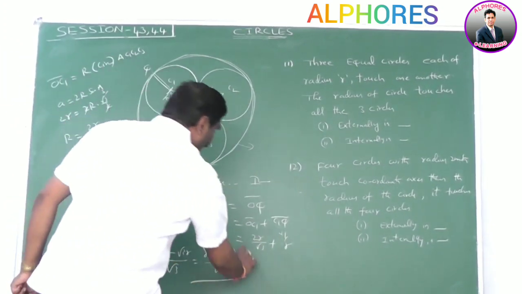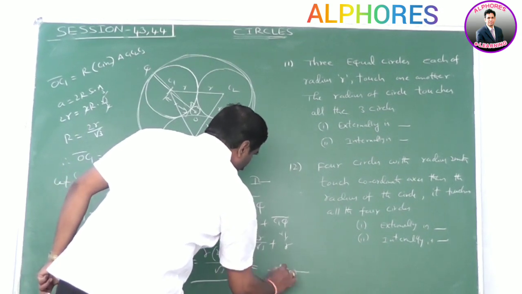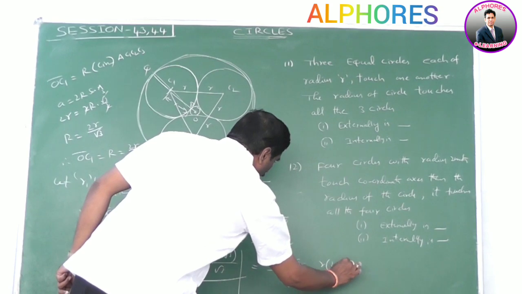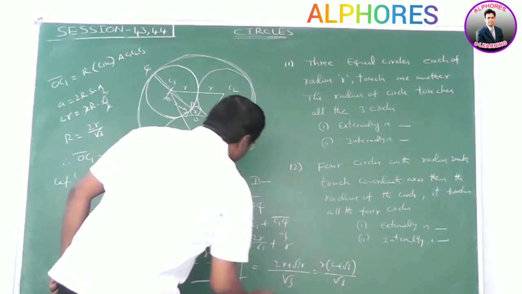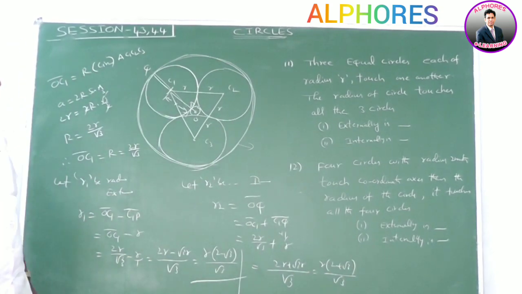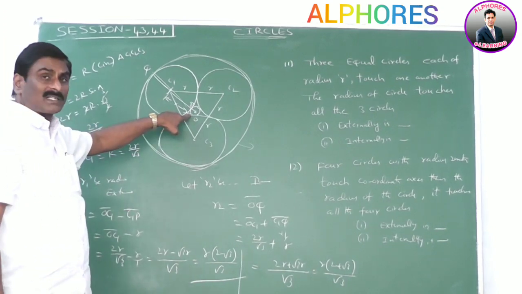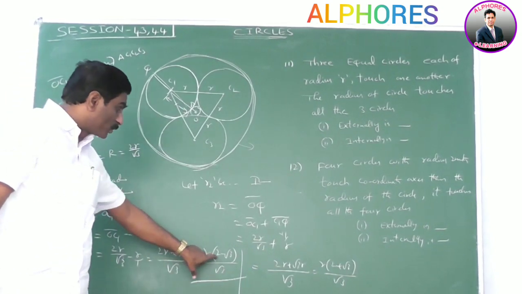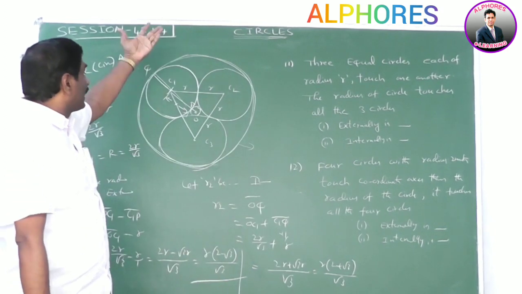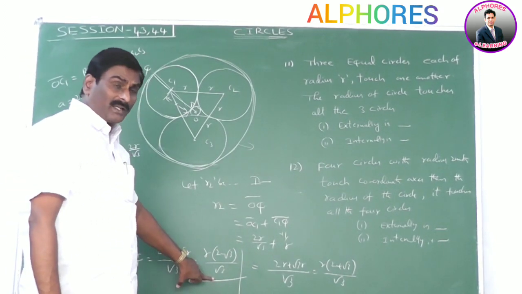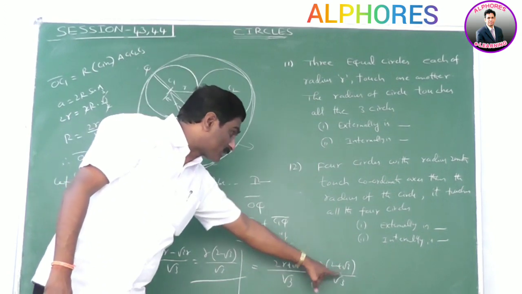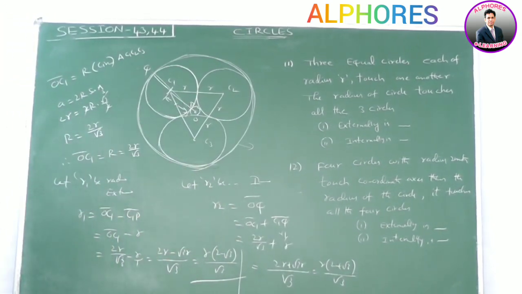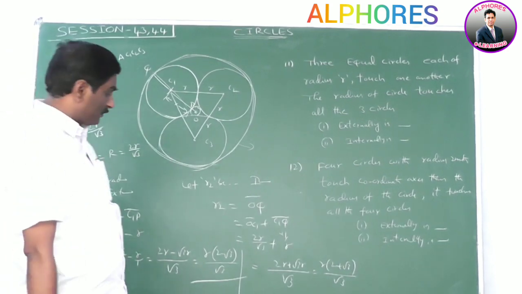What is the LCM here? Root 3 is the LCM. 2r plus root 3 r. The common term is r of (2 plus root 3) by root 3. Therefore, the radius of the circle which touches the three circles externally is r into (2 minus root 3) by root 3. Internally it is r into (2 plus root 3) by root 3. Please observe these points. Very important.